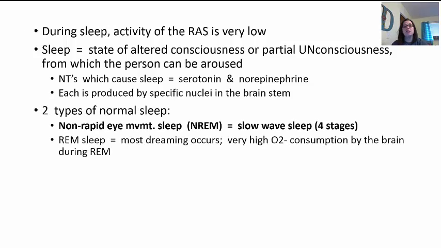Now, there's two types of normal sleep we want to talk about. The first type of normal sleep is called non-rapid eye movement sleep, or non-REM. This is your slow wave sleep, and there's 4 stages that you go through in this non-rapid eye movement, okay? When we look at these stages, the first stage is called the transitional stage.